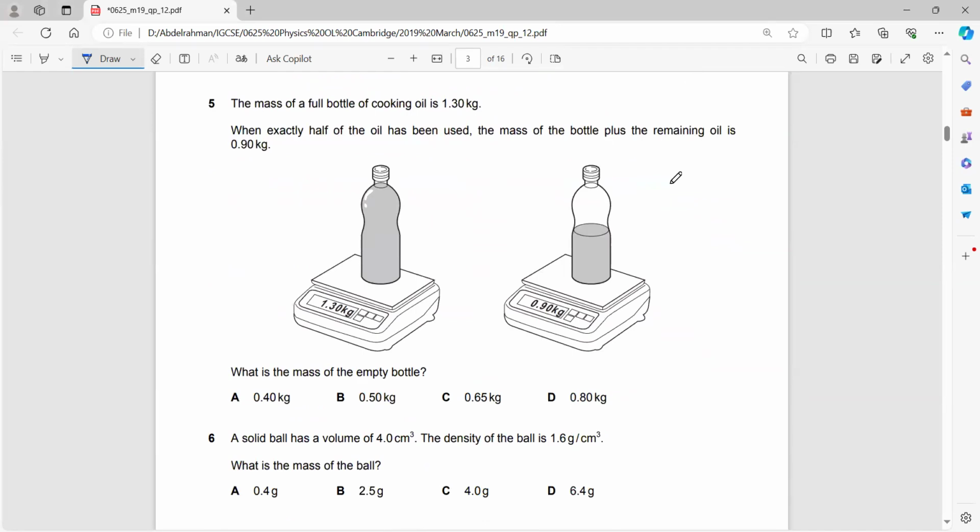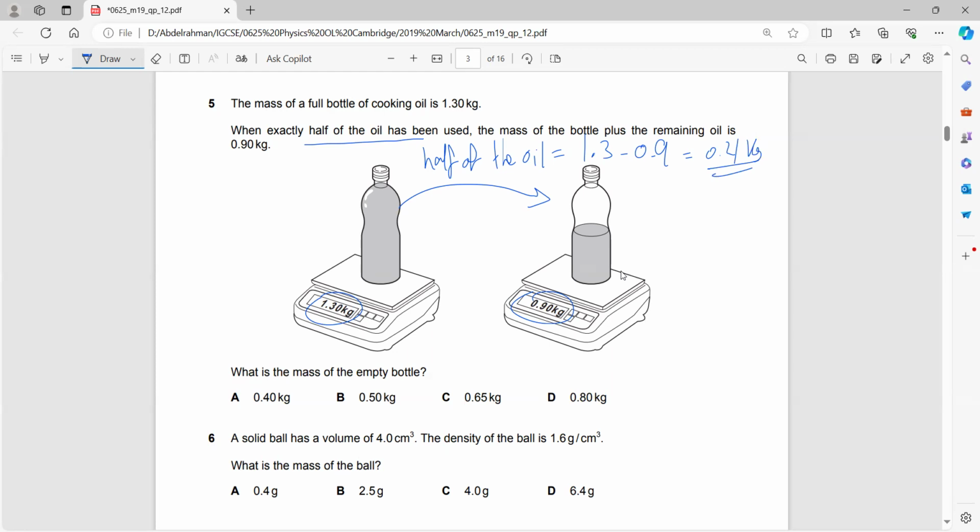Question 5, we solved this question before, but let's solve it again together. We have the total mass of the bottle of oil, which is 1.3 kilograms. When half of the oil was used, the remaining mass was 0.9 kilograms. So half of the oil is equal to the difference between them, which is 1.3 minus 0.9, 0.4 kilograms. This is half of the oil.